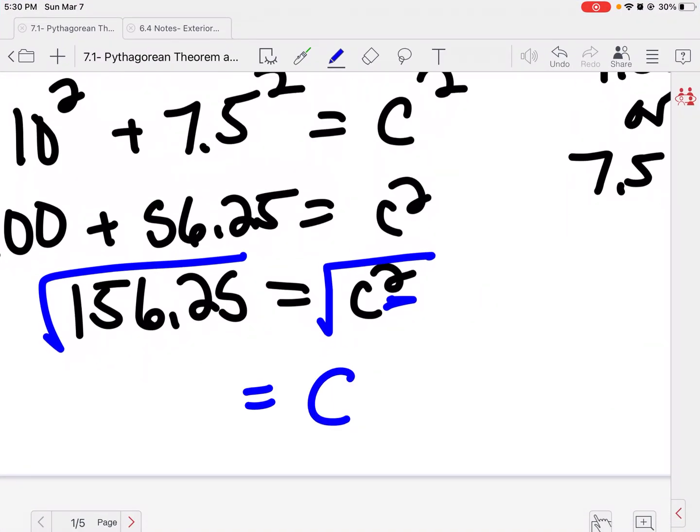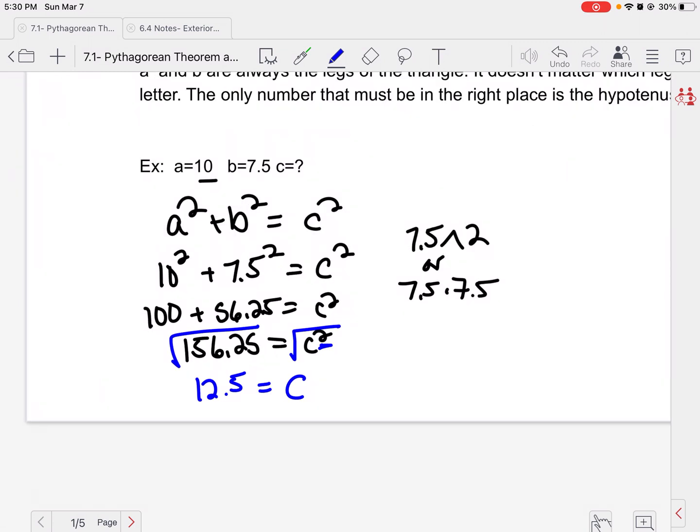So I get C equals 12.5, okay? So the longest side of that triangle will be 12.5.